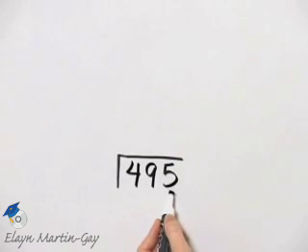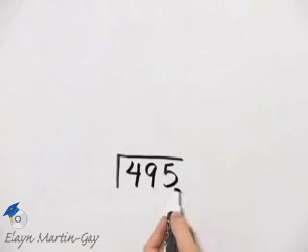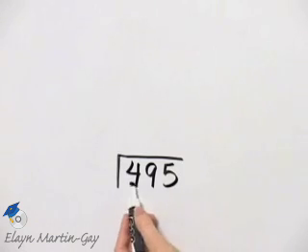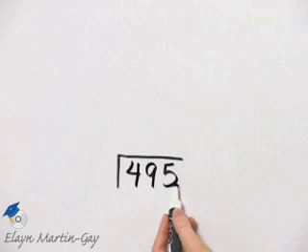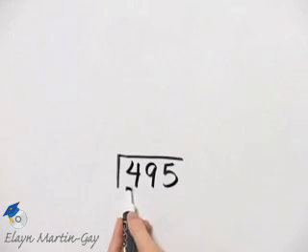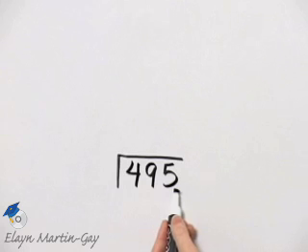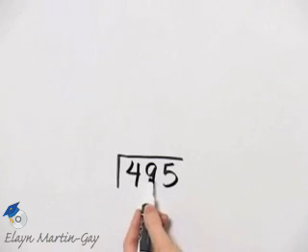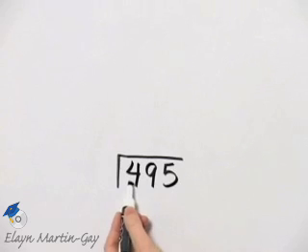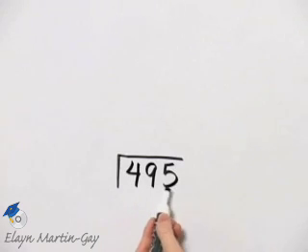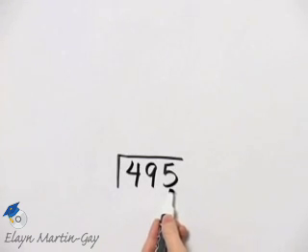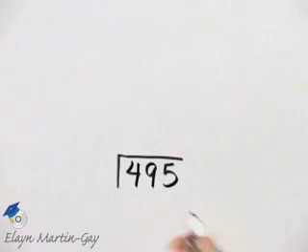Is 2, the smallest prime number, a factor of this number? The answer is no, because 5 is odd, so 2 is not a factor. What's the next largest prime? That would be 3. Will 3 go into this number evenly? Well, remember it does if it goes into the sum of the digits. 4 plus 9 is 13. 13 plus 5 is 18. 3 divides into 18, so 3 should divide into this number.